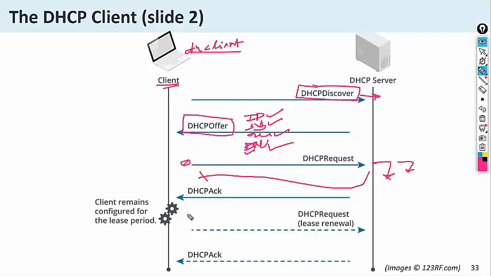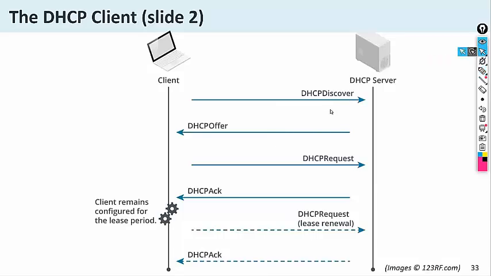Later on, when the time is finished, because DHCP offers the IP address for a specific time, the DHCP client needs to renew. I want to renew the IP address. In this case, the DHCP server can provide the same IP address or a different IP address. It depends. Okay, so this is the basic process of the DHCP client.